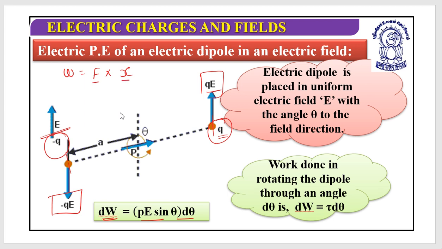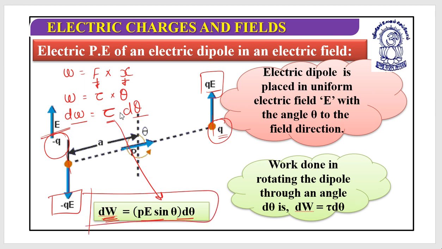If I want to write a rotational analogue of this, the rotational analogue of force is torque, and the rotational analogue of displacement x is angular displacement. So work done equals torque into theta. When I consider a small amount, I can write dW equals torque into d theta. Now what is the torque acting on the dipole? It is pE sin theta. So dW equals pE sin theta into d theta. Does it make it clear? Yes.